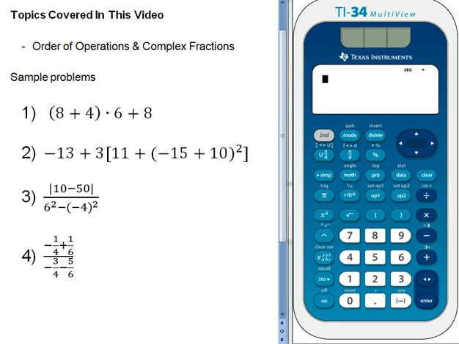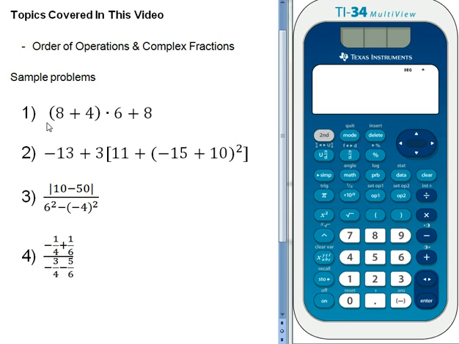And our TI-34 multi-view calculator knows the order of operations. So what we really need to be careful with is just that we type things in exactly as we want the calculators to perform them. And usually that involves typing it in exactly as it appears on the paper.